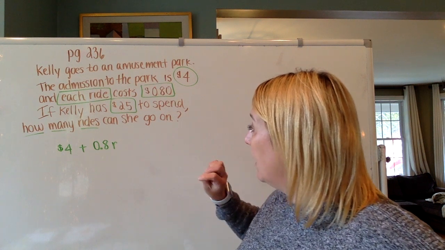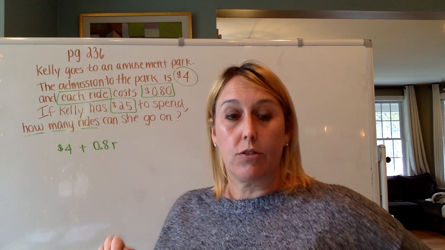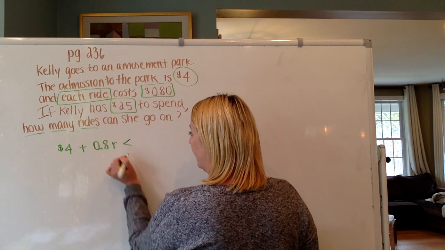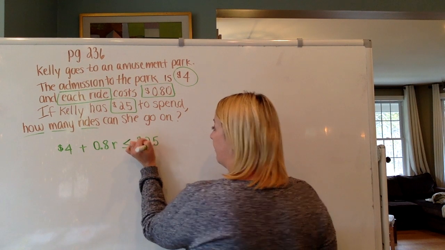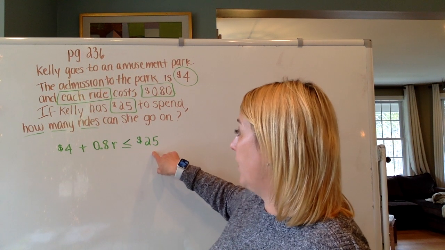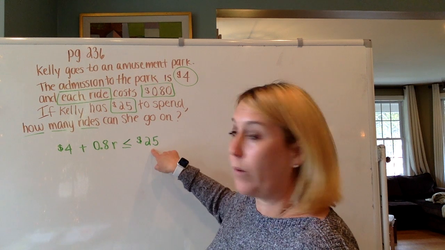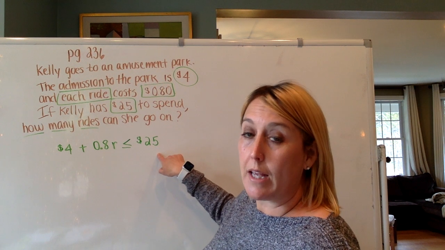And then she has $25 to spend. So this amount has to be less than or equal to 25, because she doesn't have any more money than $25. Whatever this expense is, it has to be less than 25, or it could be equal to 25, right? But it can't go over that.